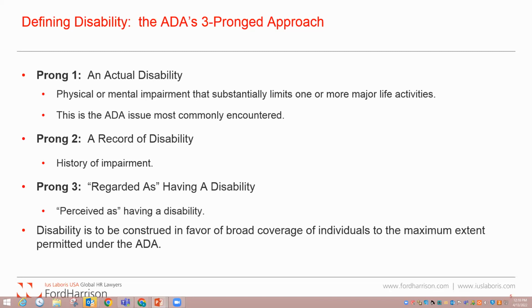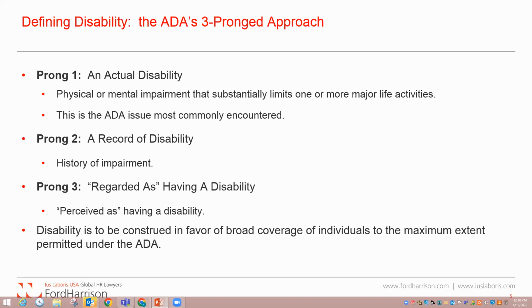However, a person having a record of a disability, somebody who had cancer 5 years ago and fully recovered, has a record of a disability. Being regarded as having a disability is also protected. So the regarded-as prong can come up in a number of different ways.